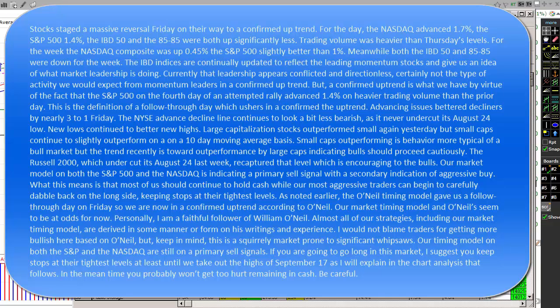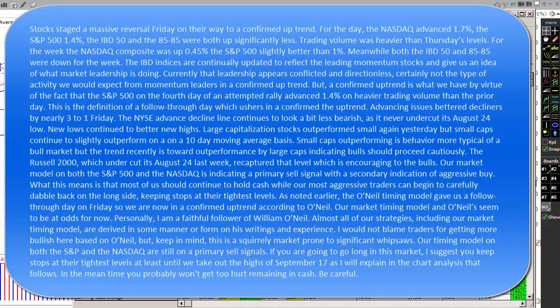The IBD indices are continually updated to reflect leading momentum stocks and give us an idea of what the market leadership is doing. Currently, that leadership appears conflicted and directionless. Certainly not the type of activity we would expect from momentum leaders in a confirmed uptrend. But a confirmed uptrend is what we have by virtue of the fact that the S&P 500 on the fourth day of the attempted rally advanced 1.4% on heavier trading volume than the prior day. This is a definition of a follow-through day, which ushers in the confirmed uptrend.